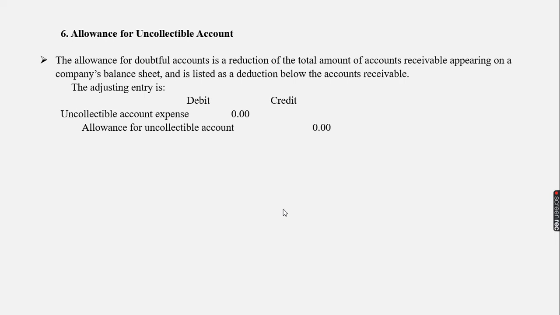So the allowance for uncollectible accounts or for doubtful accounts is a reduction, ayan, of the total amount of accounts receivable appearing on a company's balance sheet, and is listed as a deduction below the accounts receivable. Ayan.